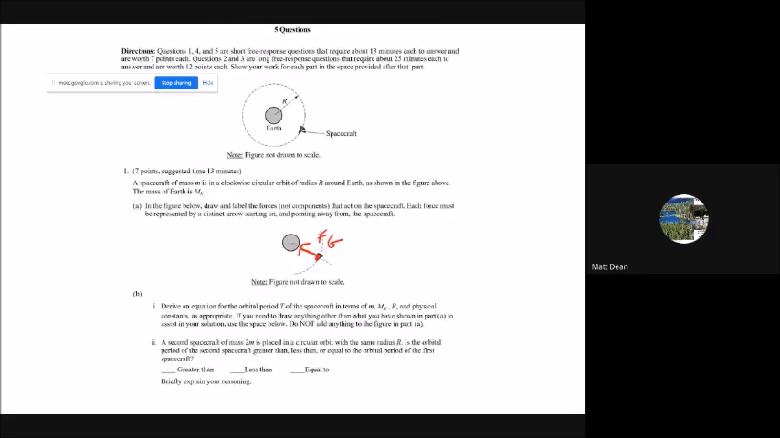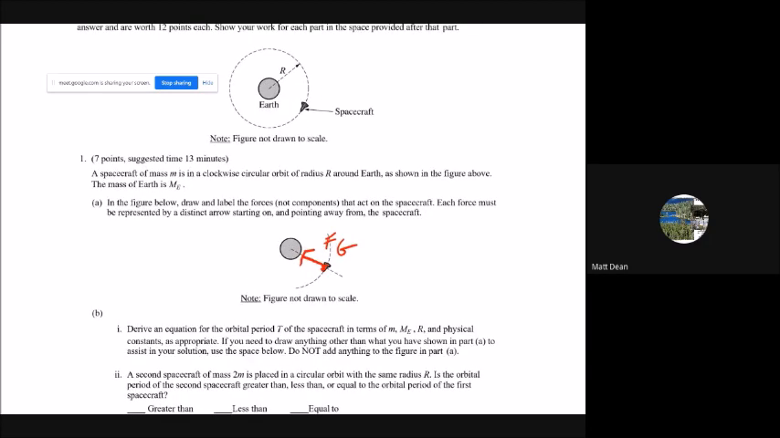Second part: derive an equation for the orbital period of the spacecraft in terms of M. Let me blow this up a bit so I can see it better. In terms of M, the mass of the Earth, the radius, and physical constants as appropriate. If you need to draw anything other than what you have in part A, use the space below. Don't add anything to the figure. So we derived this equation for period a minute ago. We'll rederive it again.